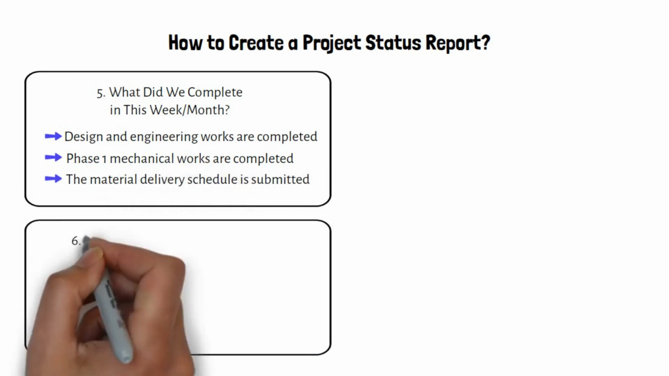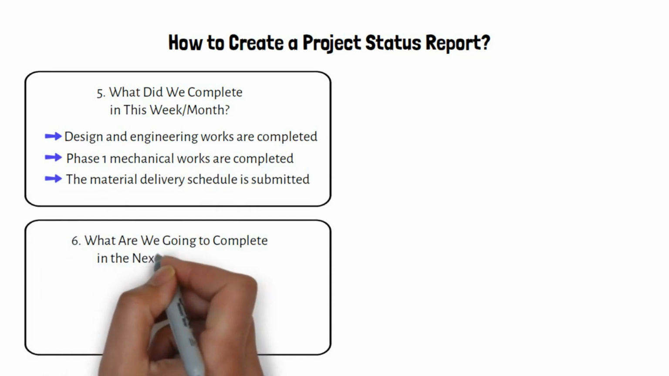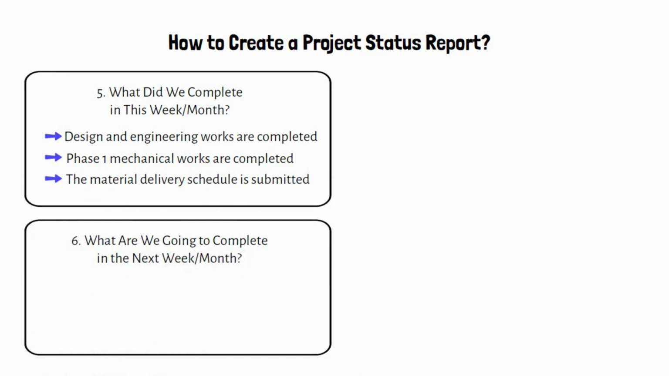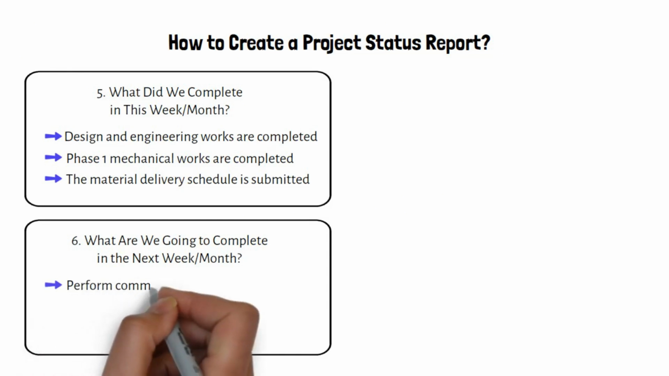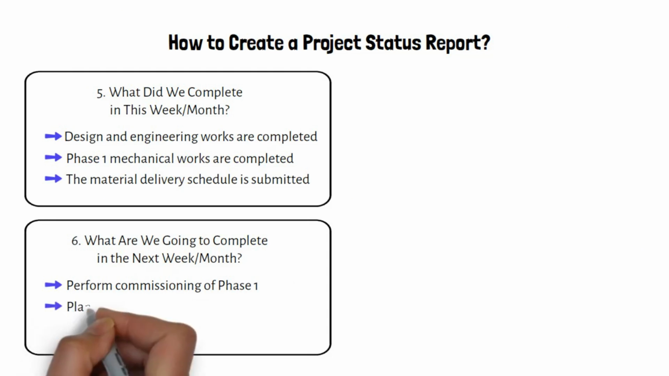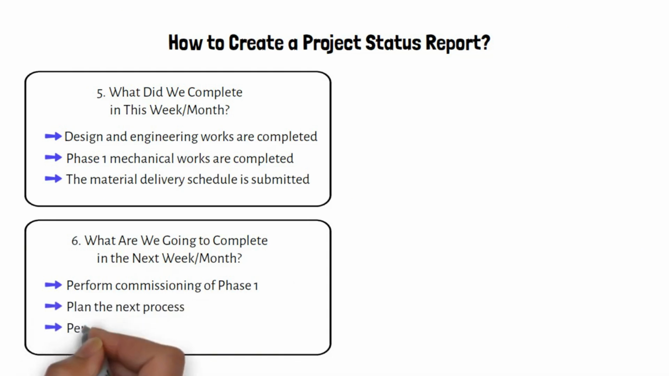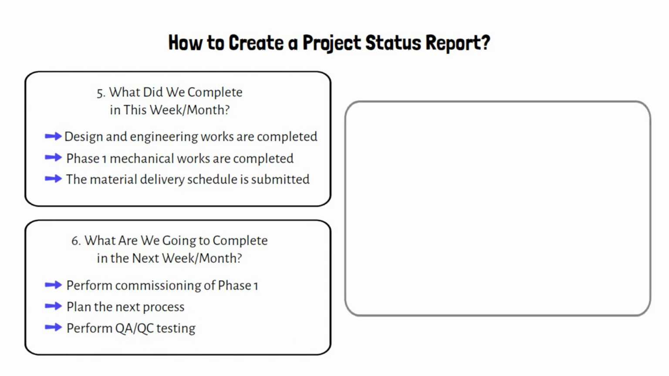6. What are we going to complete in the next week/month? Use the same format as the previous section. List the items in bullet format. For example, perform commissioning of Phase 1. Plan the next process. Perform QA/QC testing.